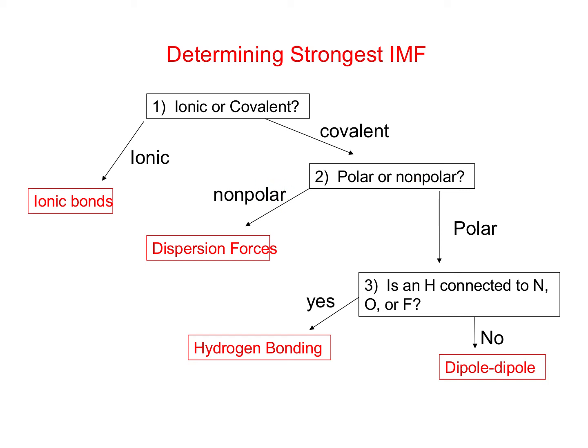If it's nonpolar, then the only intermolecular forces it has will be dispersion forces. If it's polar, it certainly at least has dipole-dipole interactions, but if we have a hydrogen directly connected to a nitrogen, an oxygen, or a fluorine, then we can upgrade that dipole-dipole interaction to hydrogen bonding. If we don't have this scenario, the hydrogen has to be directly connected to the nitrogen, the oxygen, or the fluorine. If that's not the case, then the strongest intermolecular force we have is dipole-dipole interactions. And here I'm assuming we're talking about a pure substance, and so that's why the ion dipole doesn't appear in this flowchart.